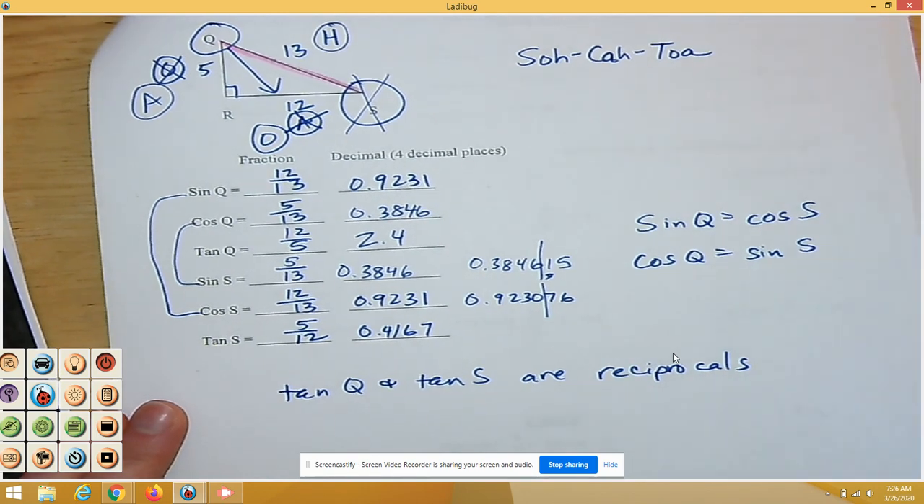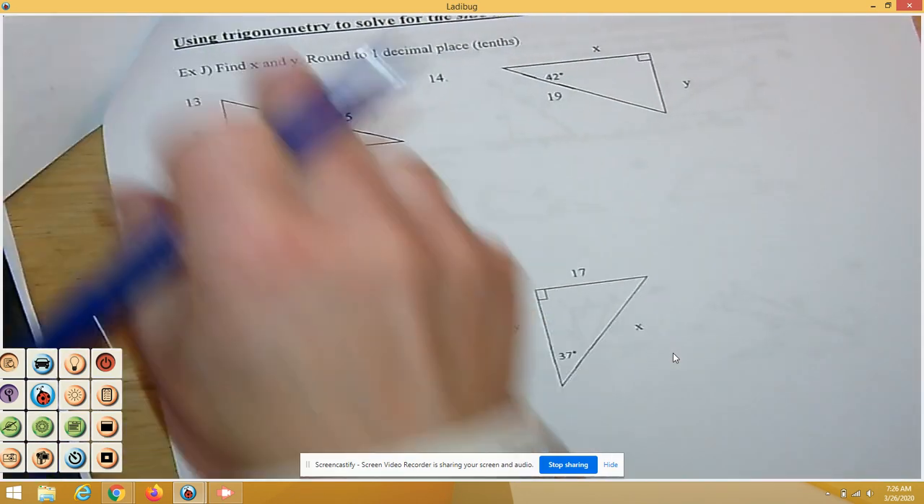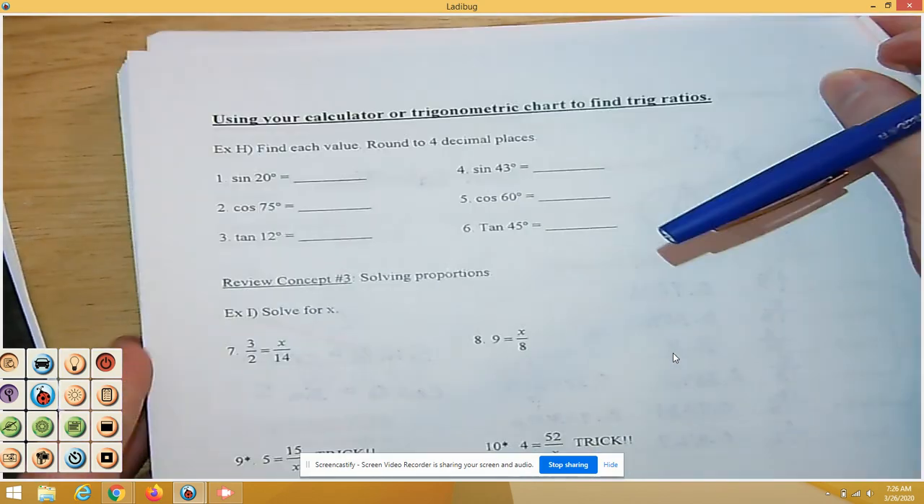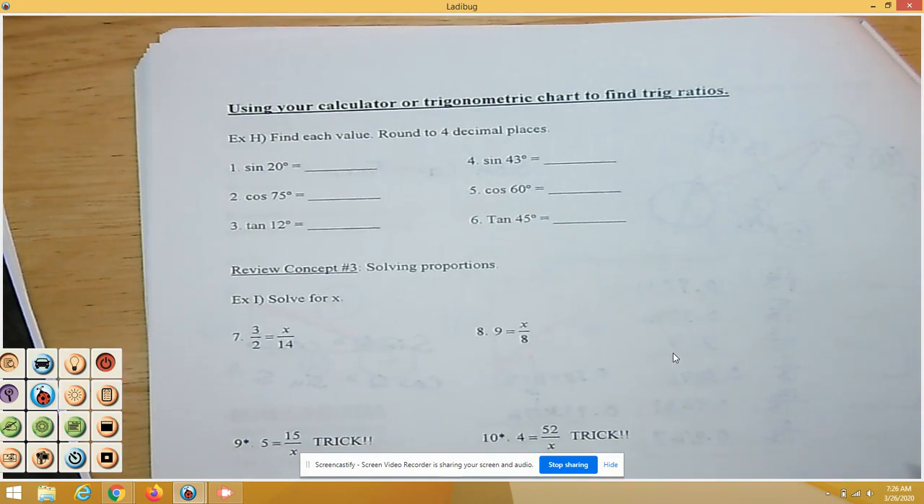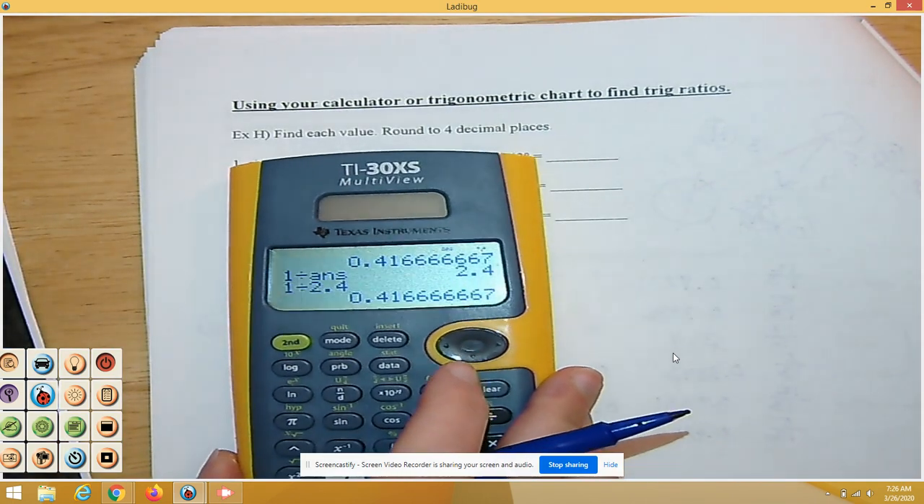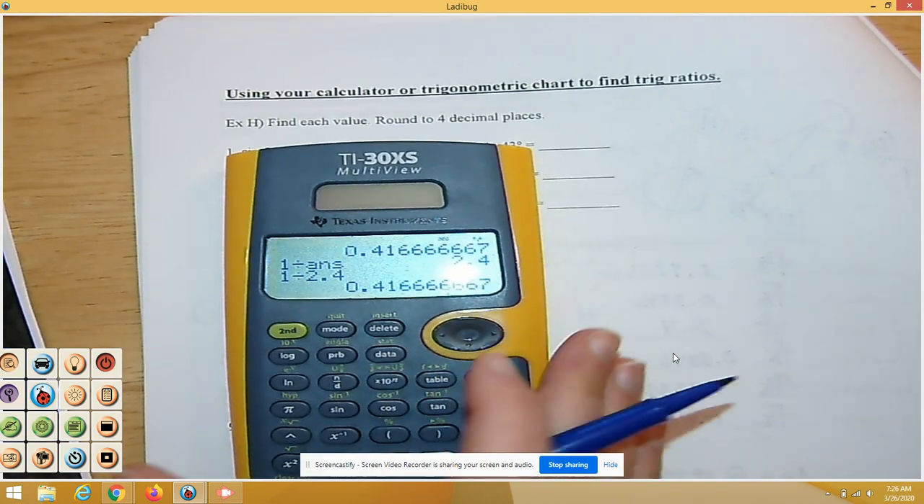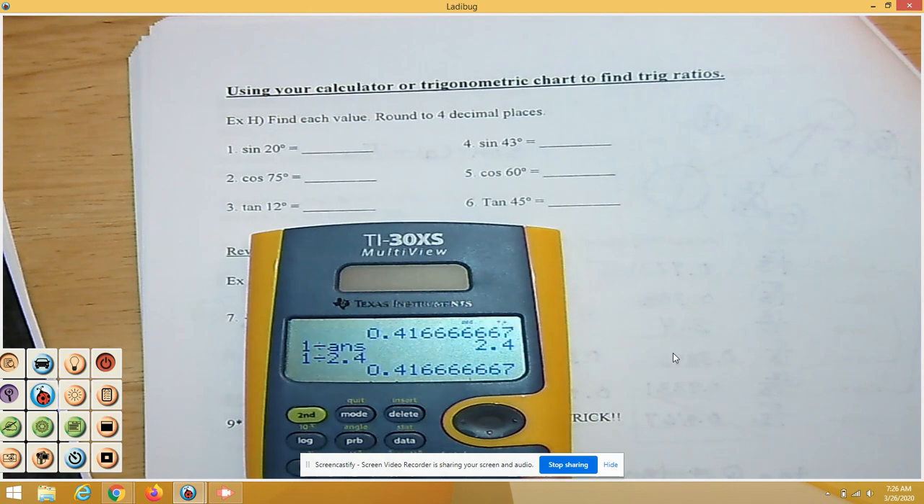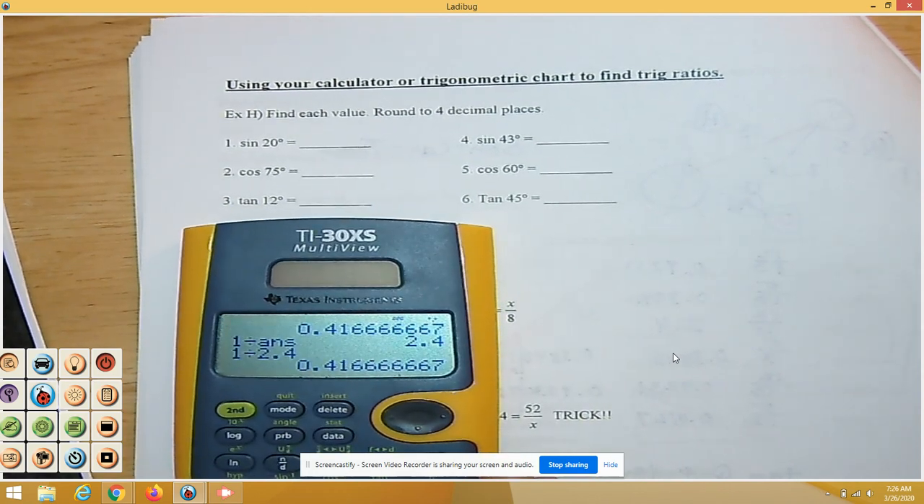I'm going to go over to page 22. And now we get to either use our calculator or a chart to find trig ratios. Most of you are just going to want to use your calculator, and we're going to round to 4 decimal places. So I would prefer that you use a scientific calculator. It's not required, but I do prefer it.